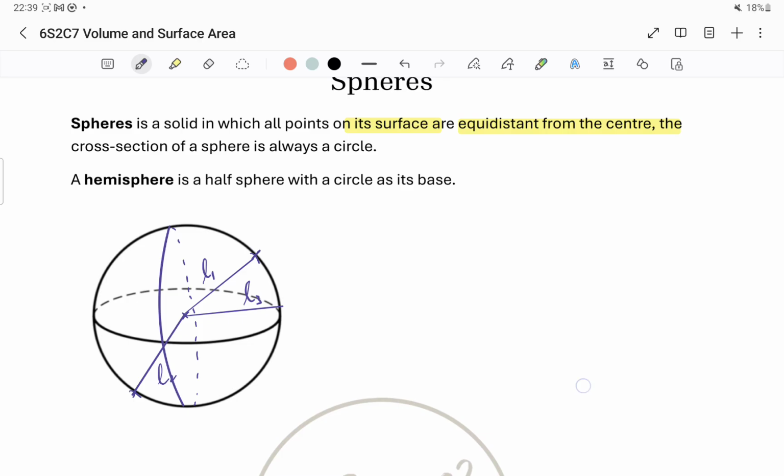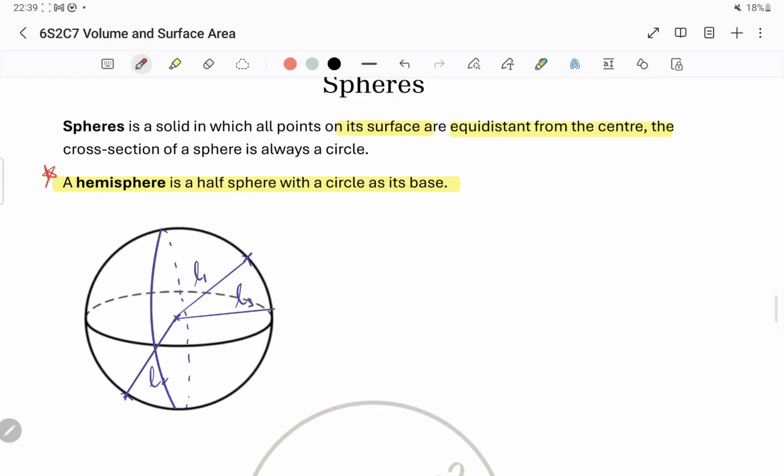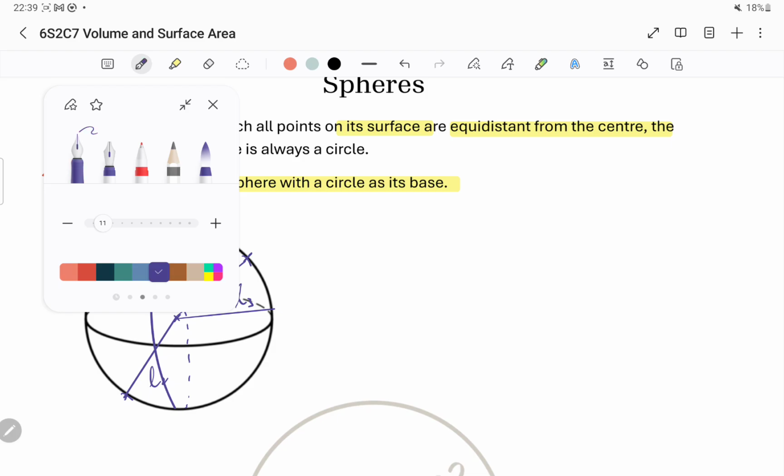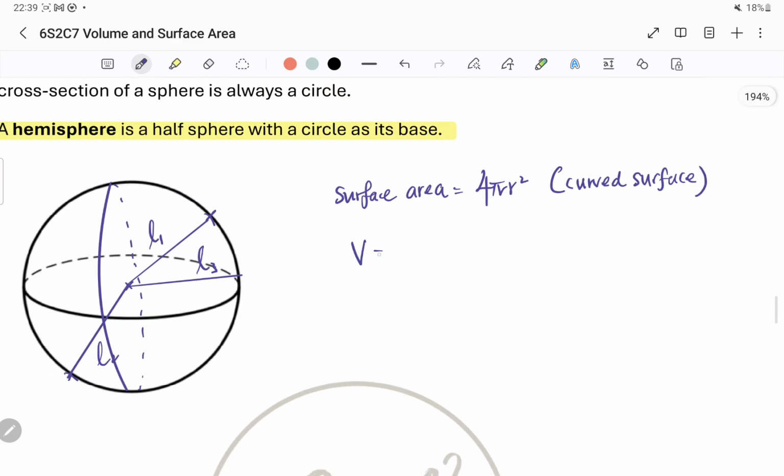And a hemisphere is basically half of the sphere and its base. Remember this thing, please put a star. What does it mean by hemisphere? Because it will be different if you were to find the surface area. So two things you need to remember. For the surface area of the sphere, you need to use 4 pi r square. Basically the whole curved surface of the ball. You can remember exactly. And then next you want to find the volume.